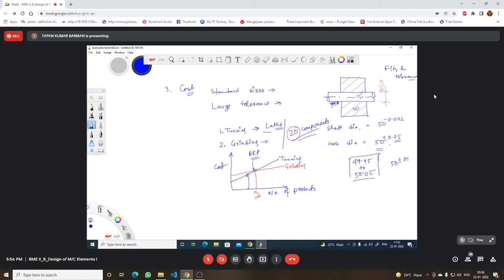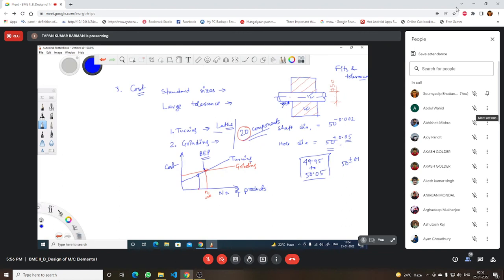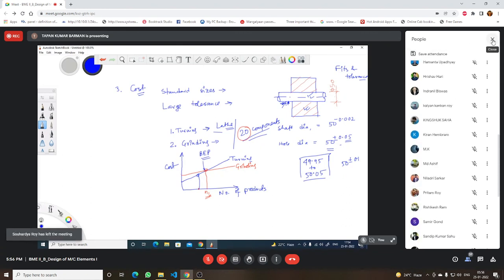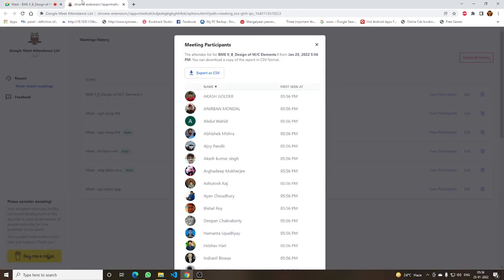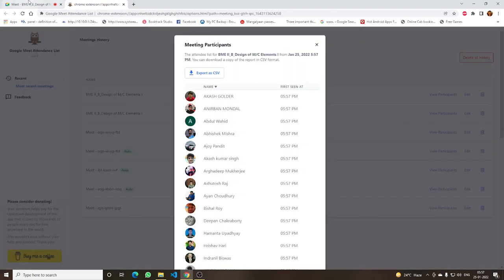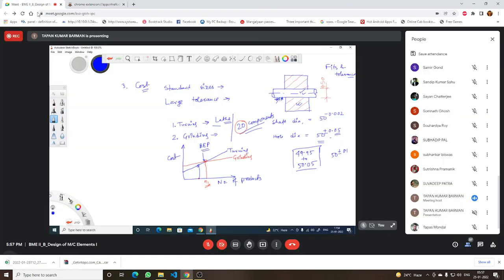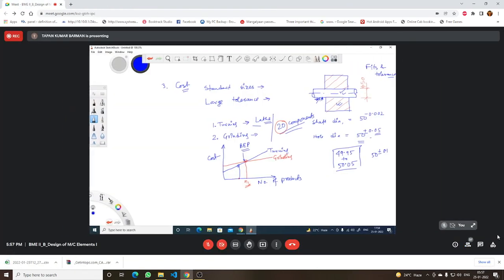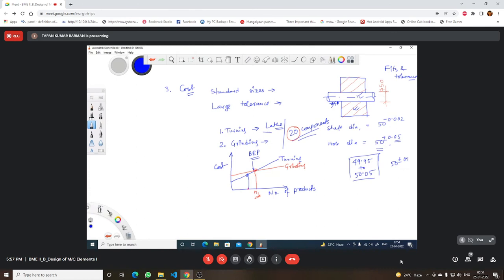Yes. Say for example, there are two processes. As I said, turning process and grinding process, you can do the machining of the component to get the final product. Now, which process will you use to manufacture the component? There, from the past data, you should have the data. Otherwise, it is not possible to make this type of graph. So, from the past data, you may draw one graph where you can plot cost with number of products.